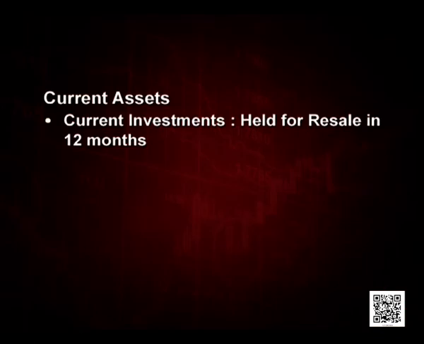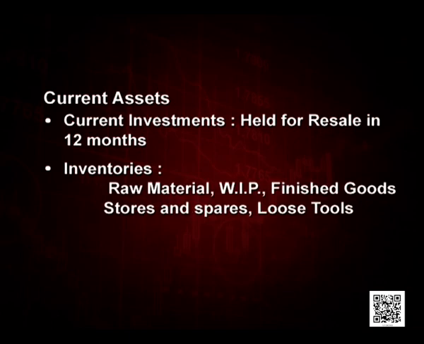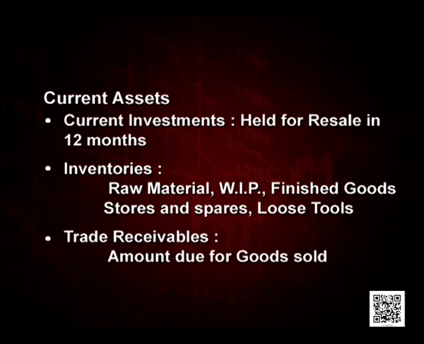Now, to start with, what are current assets? First point, current investments which are held for resale within 12 months. Next, inventories which comprise raw material, work in process, finished goods, stores and spares, and loose tools. Third, trade receivables, that is amount due for goods sold, debtors.